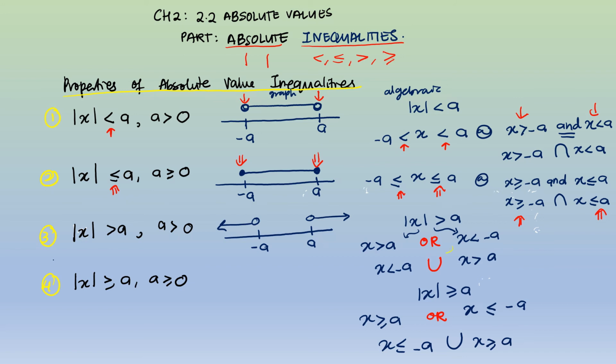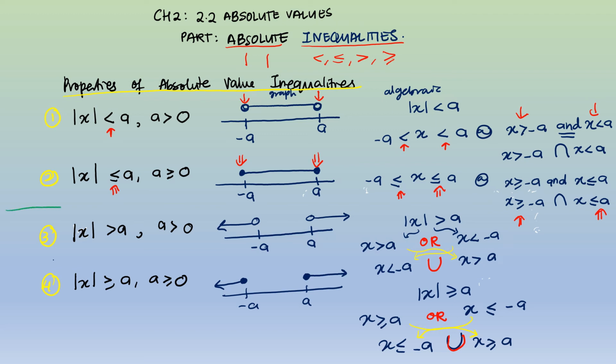If you are confused, actually I just rearranged. It's just the same thing, I just rearranged. So here we use 'or'. By this, we can draw our number line, negative a and a. So less or equal to negative a means dense circle to the left, and greater or equal means dense circle to the right. So this is all about it.